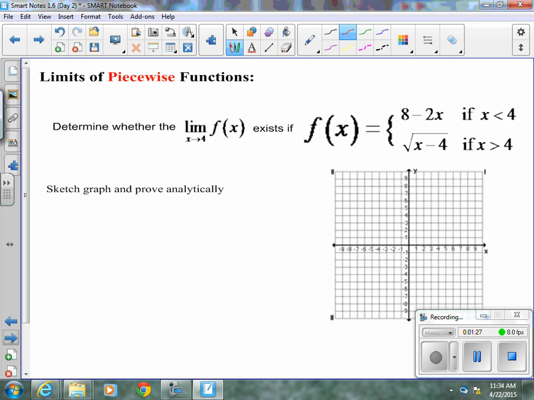Determining whether the limit as x approaches 4 of f of x exists on a piecewise function. Let's start by sketching the graph. 8 minus 2x starts at 8, has a slope of negative 2, and notice they want us to go until 4, but less than 4, which is going to put an open circle at the 4. Those should be touching. And radical x minus 4 means our radical function moved right 4, so it looks something like this.